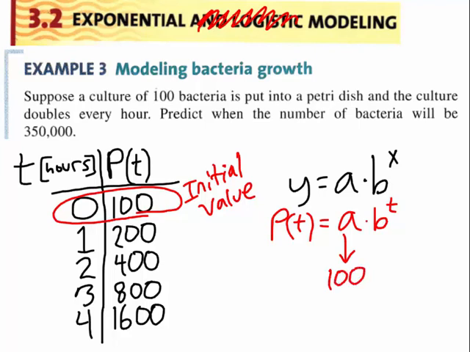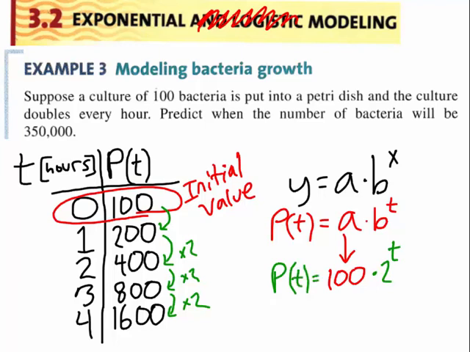With this table in front of us, I'll remind you that whatever you're multiplying by, whenever the input column just increments by 1, whatever you're multiplying by in the output column, that is your b value. And we are multiplying by 2 every time here. So that means b is equal to 2. And our equation is p of t equals 100 times 2 to the t power.